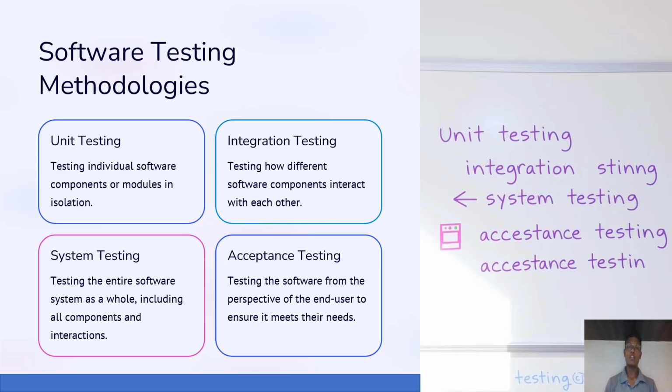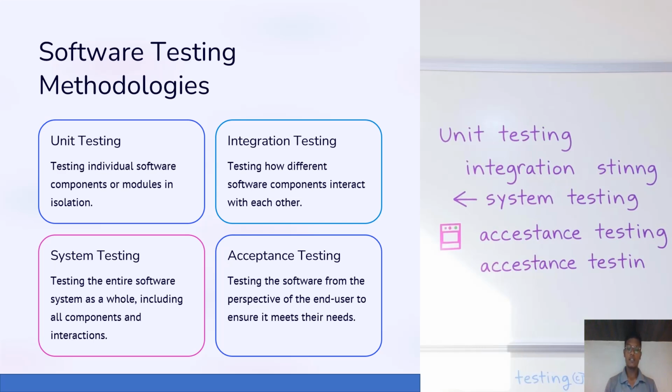Next, we move on to integration testing. What is integration testing? Testing how different software components interact with each other. This is known as integration testing. Next, we move on to system testing. In system testing, we test the entire software system as a whole, including all the components and interactions. This is known as system testing.